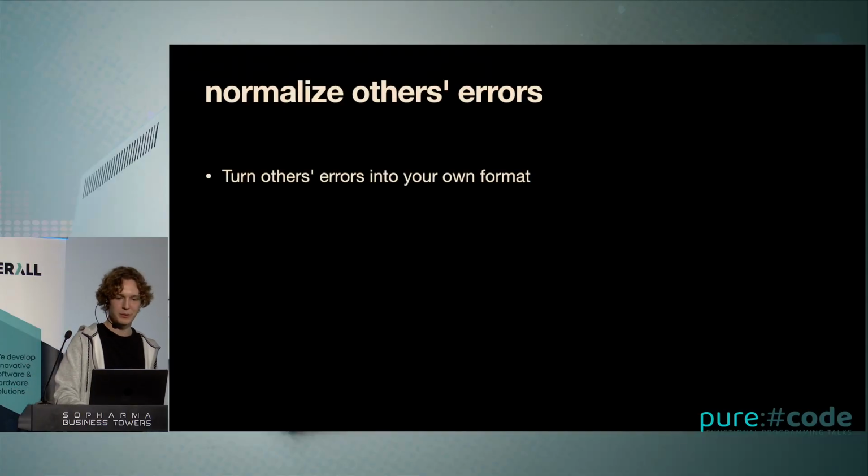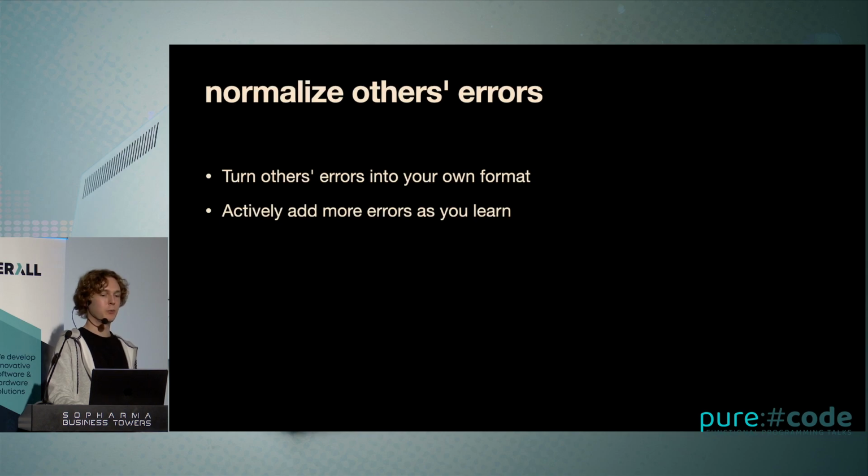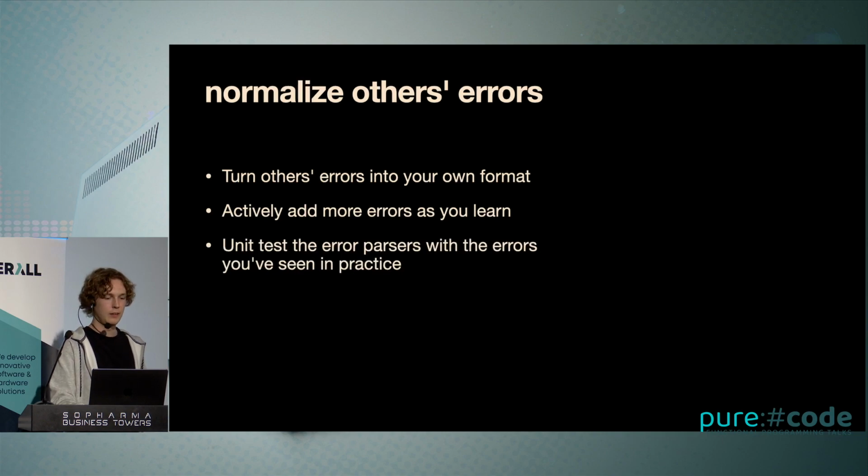So normalize the errors. Turn them into your own format. Actively add more errors as you learn. Whenever you see something weird, add a new error, add a new assertion. Just have as many errors as you can possibly think of, and handle them explicitly. And unit tests: test all your errors.